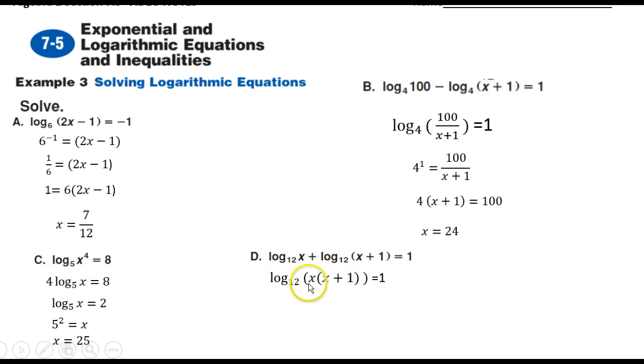Once we get it in this form where we have a single log, every time it's the same. The next step is the same. We make it 4 to the first equals the answer. We make it 12 to the first equals this answer.